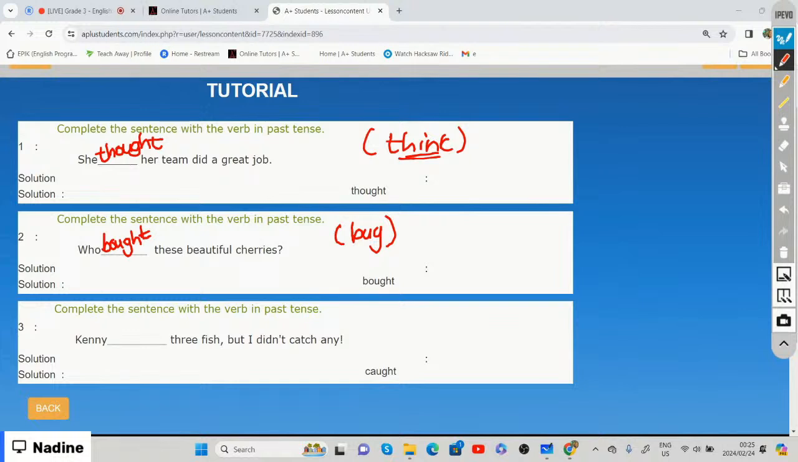And then number three is we need to complete the sentence with the verb in the past. Kenny three fish but didn't catch any.